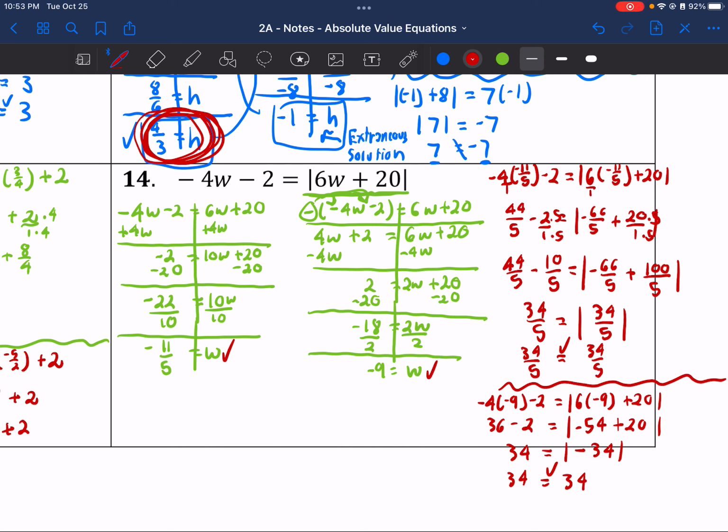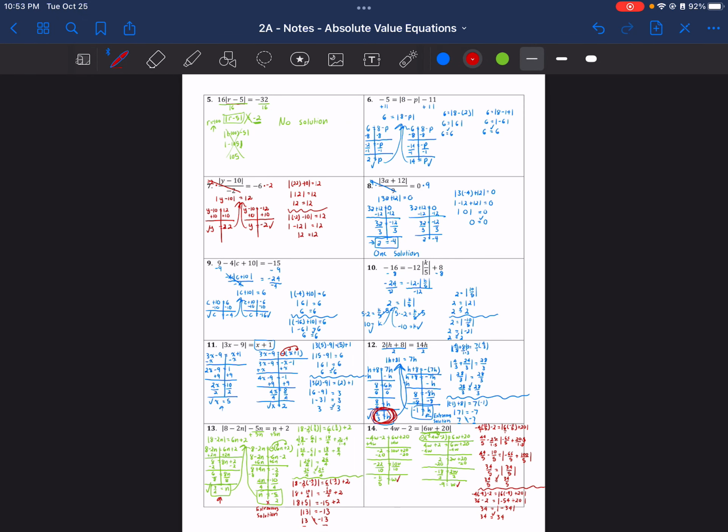So that's it. If you have any questions, look back. I know I went a little fast at the very end, but this should be all the notes for 2A.